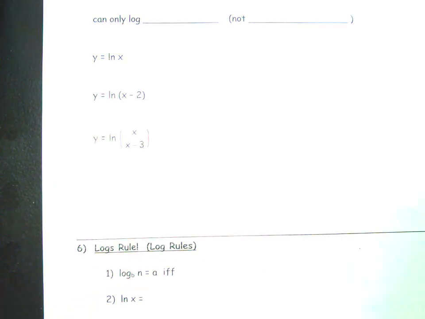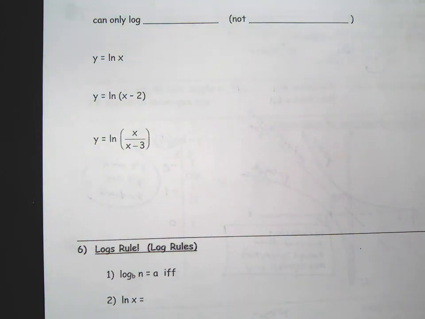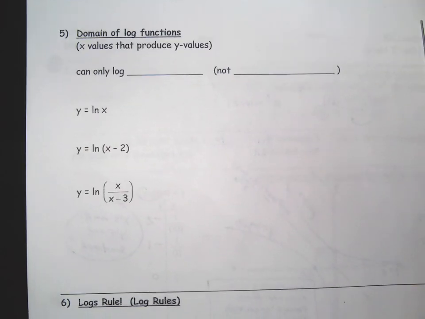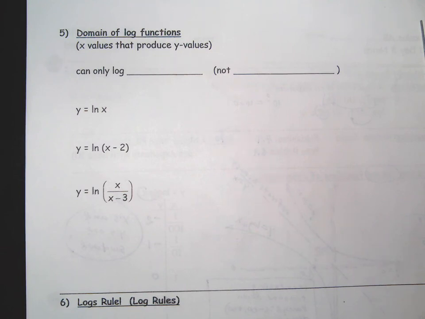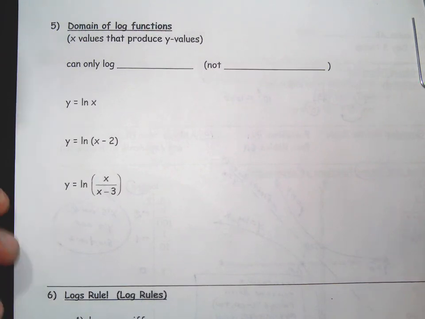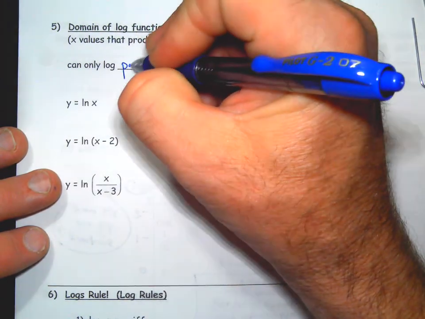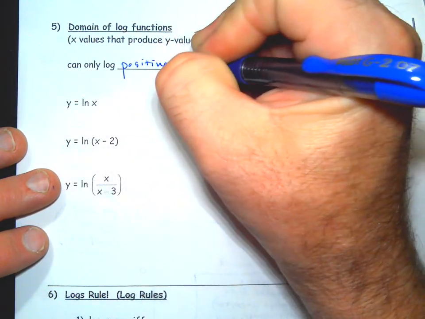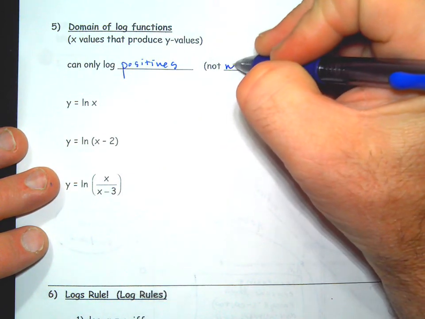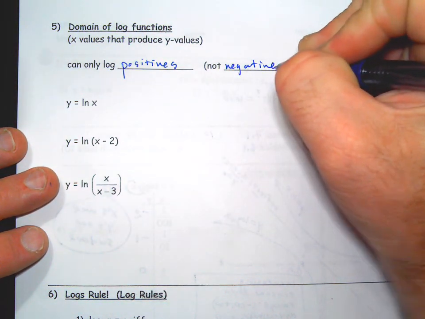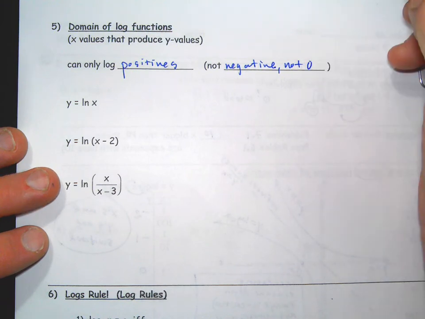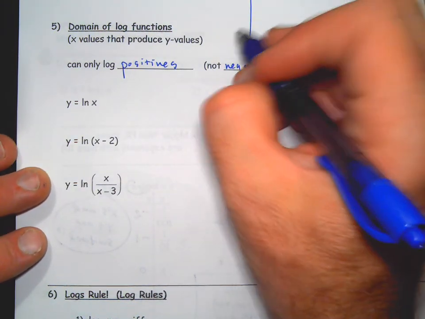Now, a couple other issues that are important when dealing with logs. The domain. The domain of a function is all the x values you're allowed to plug into it that actually produce answers. So things like vertical asymptotes are not part of the domain, or you can't take square roots of negatives, and so forth. You can only take logs of positives. So it can't be negative, but also can't be 0.